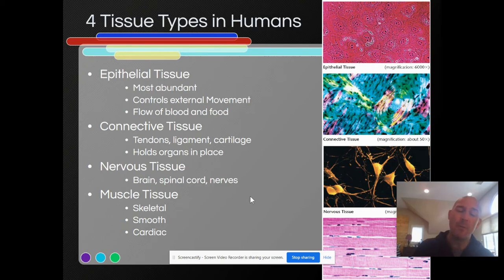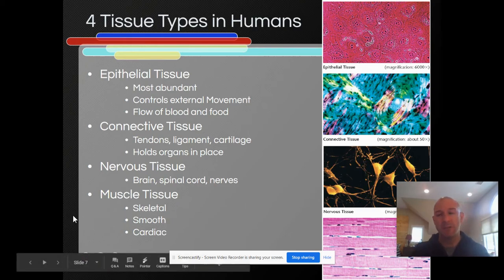We have nervous tissue. Nervous tissue is basically brain tissue, right? Nerves. So you have your central nervous system, which is your brain and spinal cord. You have the peripheral nervous system, where all the nerves radiate from there. And then the last major tissue type is muscle tissue.